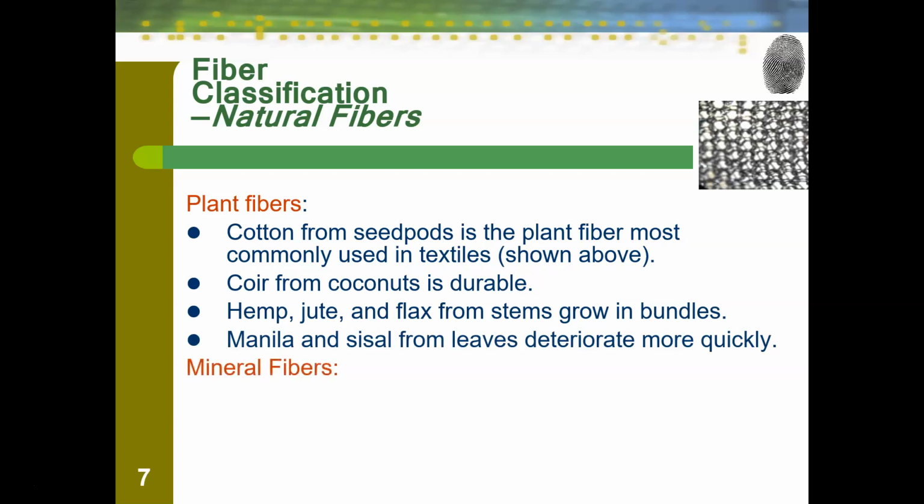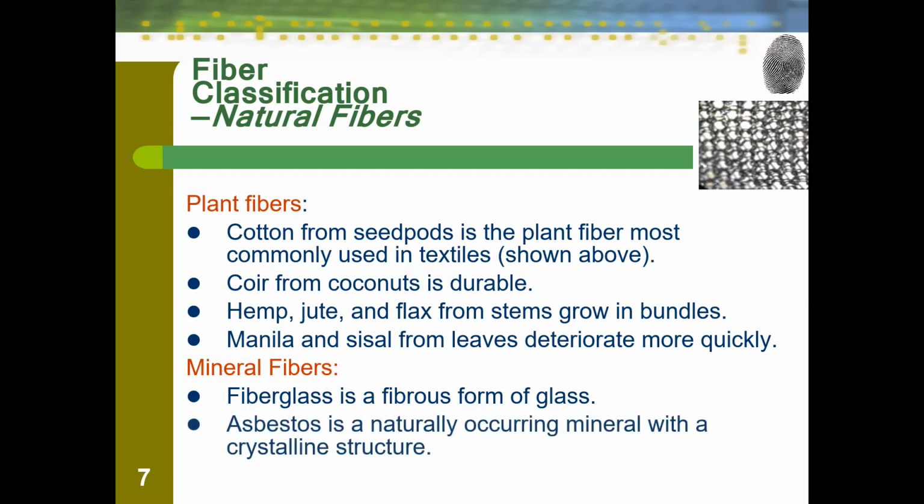Now our third classification of natural fibers, and the least common of the three, are mineral fibers. We have fiberglass, which is a fibrous form of glass, hence its name. So fiberglass is actually a mineral fiber. And then probably the most famous mineral fiber, which is asbestos, which is a naturally occurring mineral with a crystalline structure. Now, if you're sitting here thinking, I've heard of asbestos before, Ms. Hinkson, I didn't know it was a fiber.